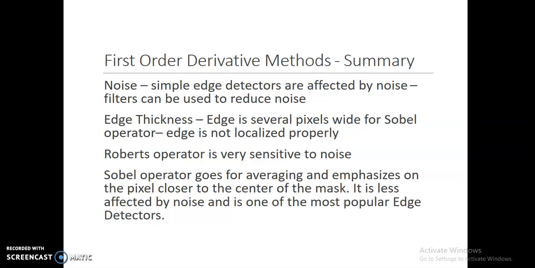So this is the summary of first order derivative in terms of noise. Simple edge detectors are affected by noise, and filters can be used to reduce noise. In edge thickness, the edge is several pixels wide for Sobel operator. Robert operator is very sensitive to noise, and Sobel operator goes for averaging and emphasis on the pixels closer to the center of the mask. It is less affected by noise and is one of the most popular edge detectors.